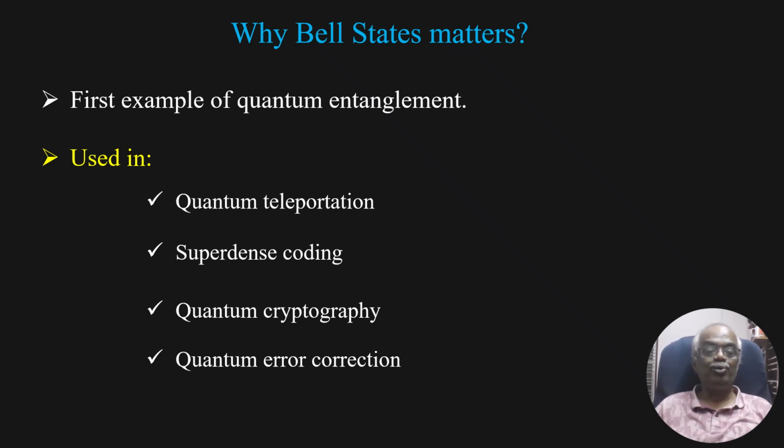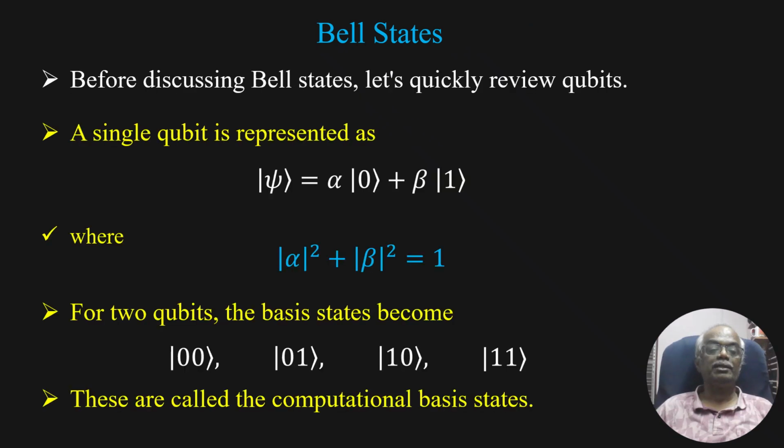And today we are going to see in detail about the Bell states in quantum computing. Why Bell states matter: this is the first example of quantum entanglement. We will see what quantum entanglement is. This is used in quantum teleportation, superdense coding, quantum cryptography and quantum error correction. These are the important applications of Bell states. We are going to see complete detail about the Bell state.